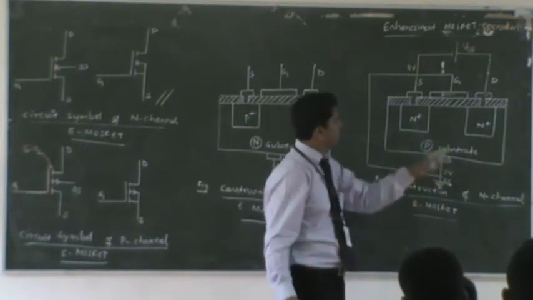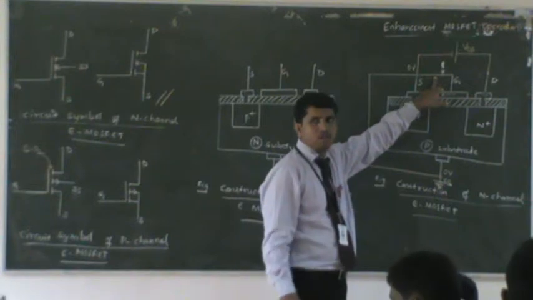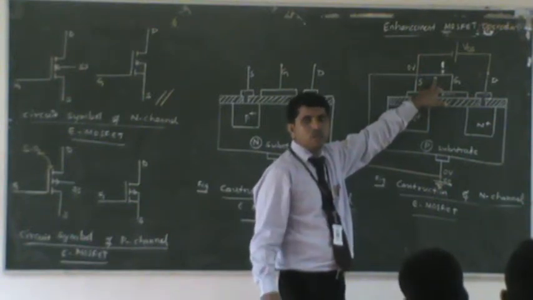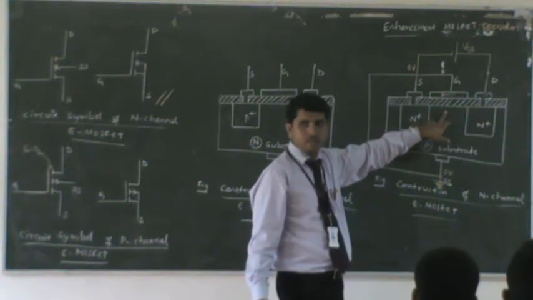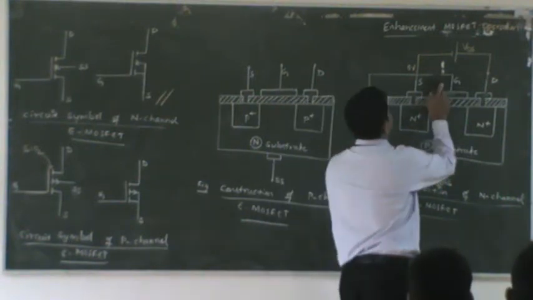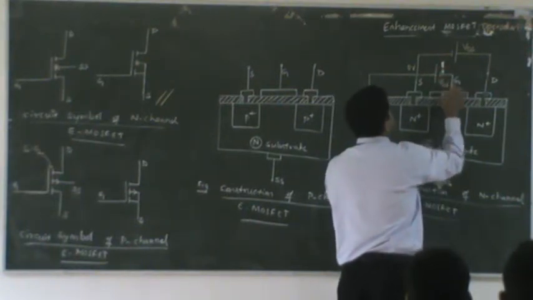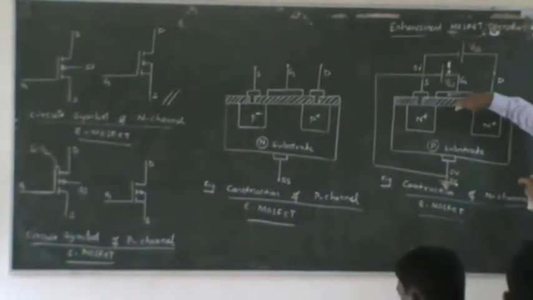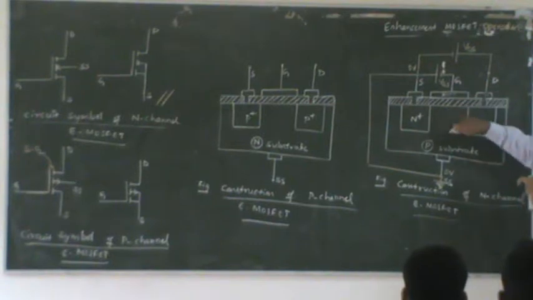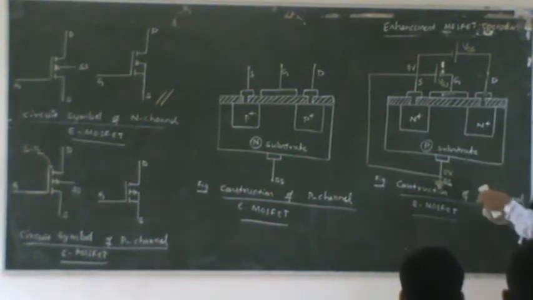In case I apply negative VGS, there is no N channel, so you are only increasing the number of positive charges here, right? If you apply negative here, and positive here, this region is important for us, where we create a connectivity between these two N plus regions.